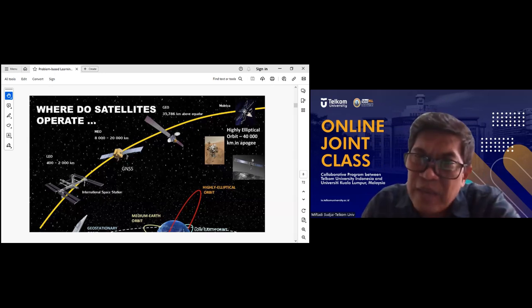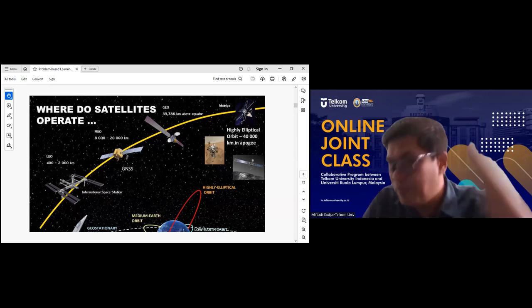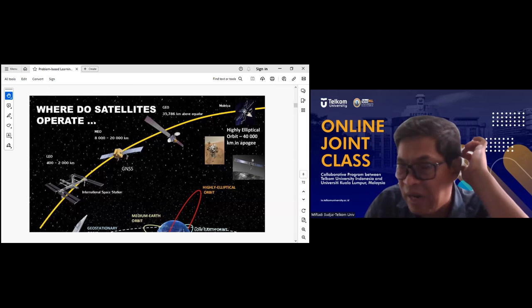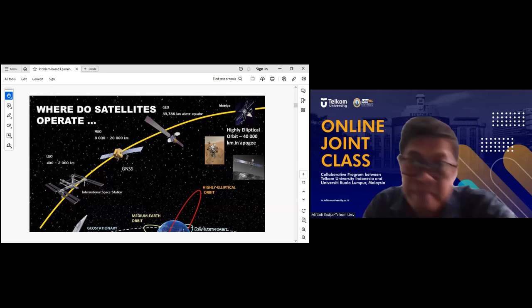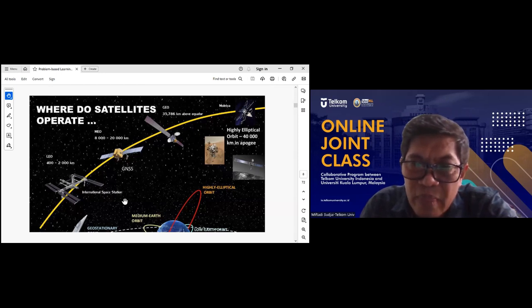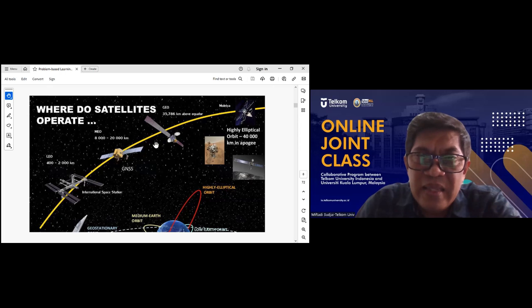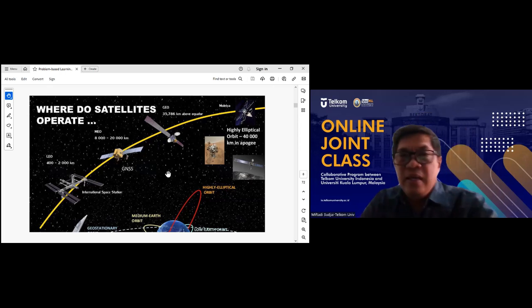The other orbit is like Molniya, which has been developed by Russia or countries in that region, that are far away from the equator. Okay. And these are the types of orbit that are used for satellite communications.